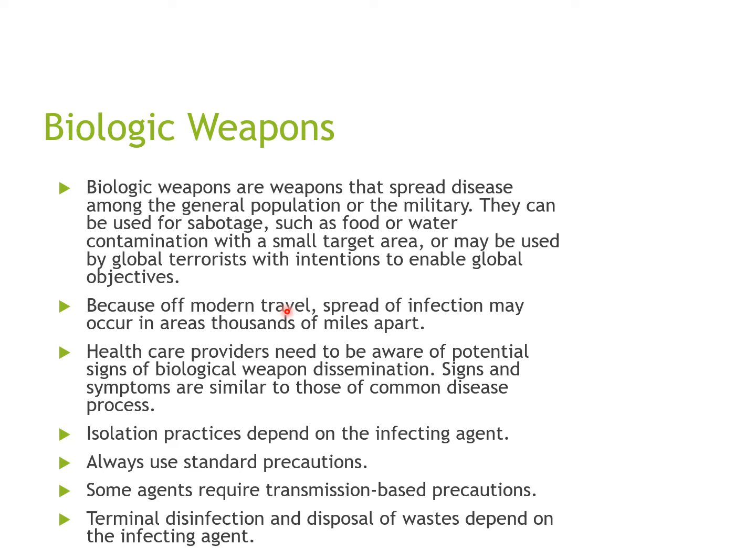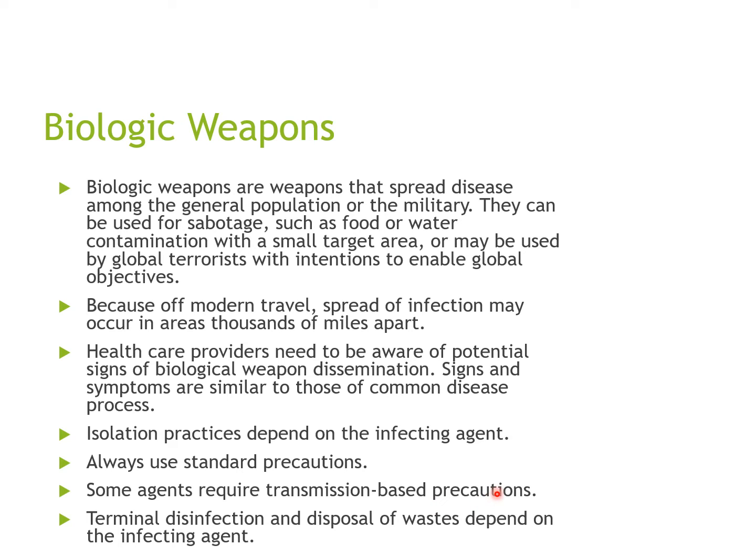Apparently because of modern travel, spread of infection may occur in areas thousands of miles apart, and that is definitely a true statement. So we need to be aware of potential signs of biologic weapon dissemination, and a lot of these signs and symptoms are similar to those of common disease processes. So the biggest thing for us is we need to figure out what the isolation practices are depending on the infecting agent. Like we need to figure out, okay, do we have to isolate this patient? We're always using standard precautions. Some agents will require transmission-based precautions.